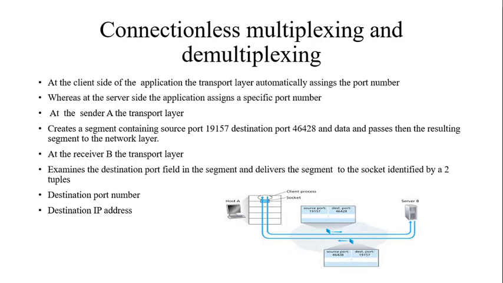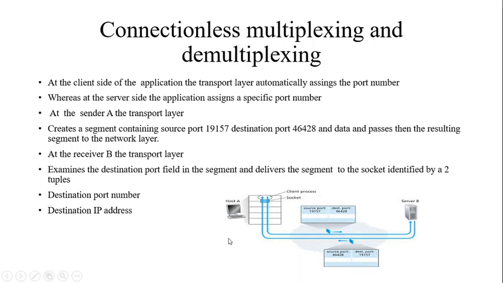Coming to connection-less multiplexing and demultiplexing. Connection-less is our UDP. In connection-less, what happens is that at the client side, the transport layer automatically assigns a port number to the application, whereas the server side application will also assign a specific port number.